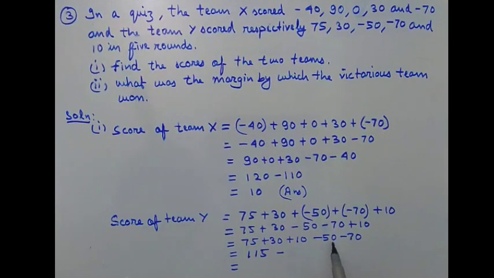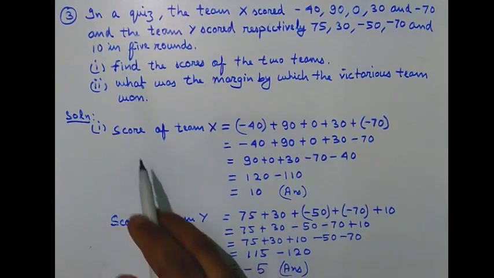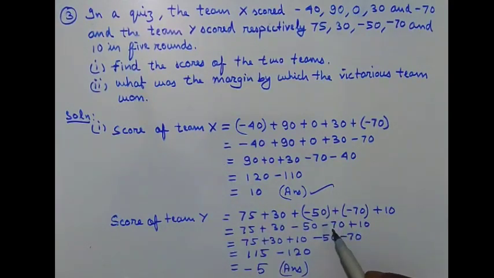And then we add the negative integers together. So negative 50 and negative 70 will give us negative 120, right? So 115 is a positive integer and this is negative 120. So which one is greater? 120 is greater. So we'll bring a negative sign, and 120 minus 115 will give us 5. So the answer is negative 5. So the score of team X is positive 10 and the score of team Y is negative 5.